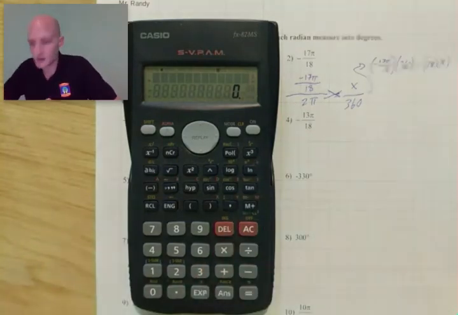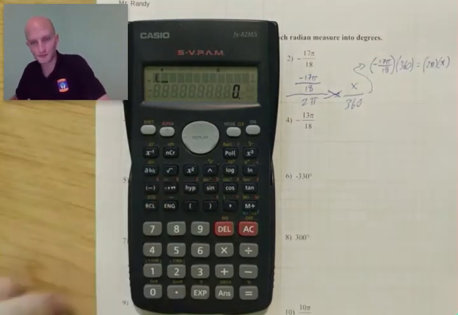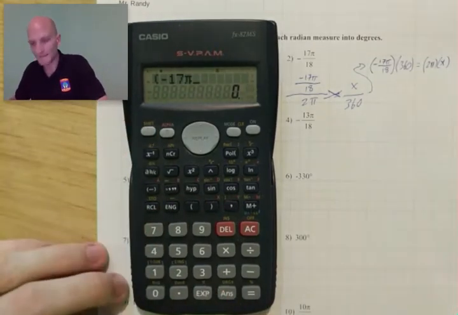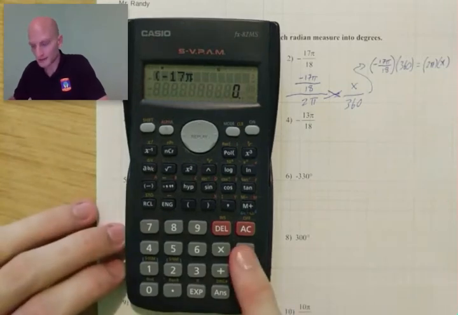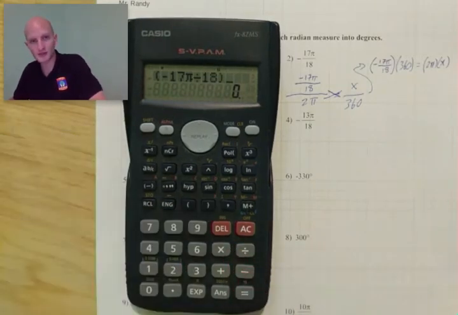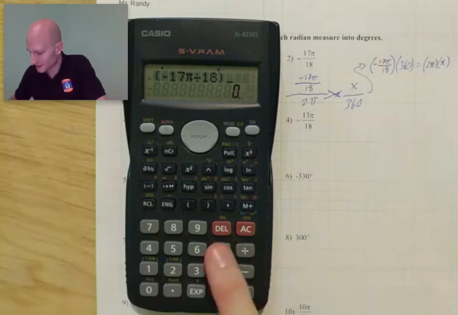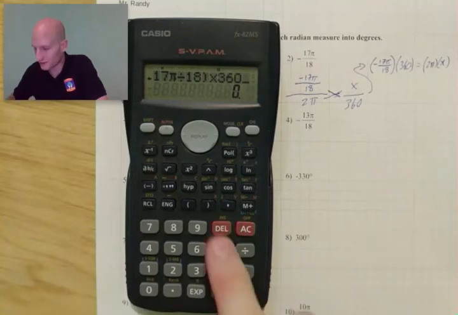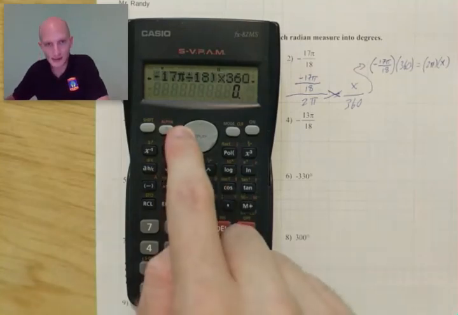Okay, so watch this. In parentheses, negative 17 pi divided by 18, close the parentheses, times 360, like that. And then I'm going to press equals. Let me make sure I have parentheses on both sides. Yeah.